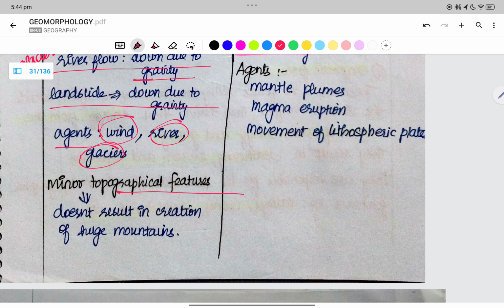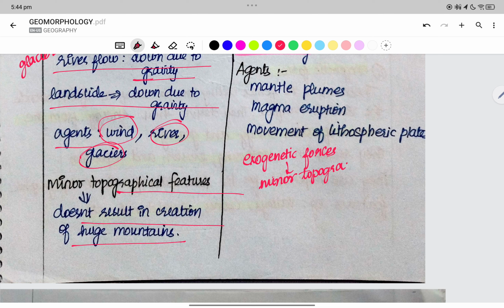The exogenetic forces result in the creation of minor topographical features. They do not result in the creation of huge mountains.